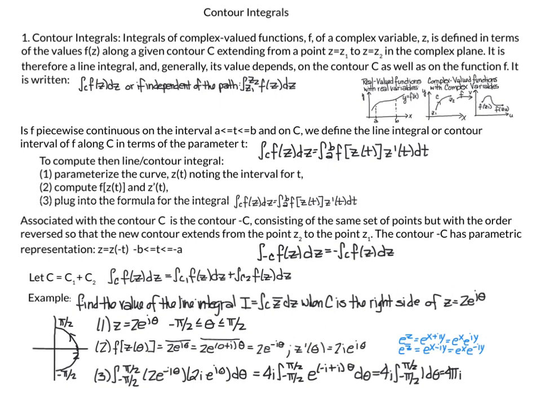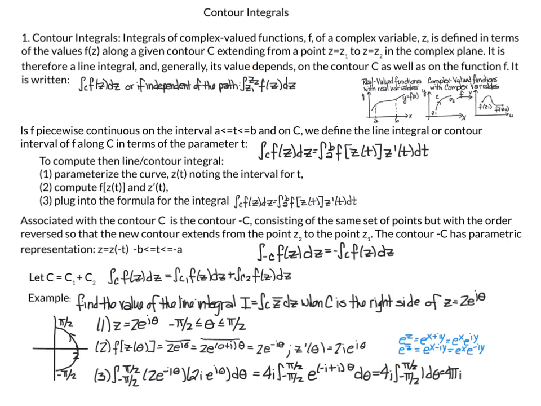Coming back from our aside then, our integral now is defined in terms of the values of f of z along a given contour, like we were looking at over here, extending from a point z1 to z2 in the complex plane. It is a line integral like what you studied in vector calculus, and generally its value depends on the contour c as well as on its function. So we write that the integral along the curved path c, f of z dz. And if it turns out, because of properties of f, that this integral is independent of the path, we can write it as the integral from z1 to z2 of f of z dz.